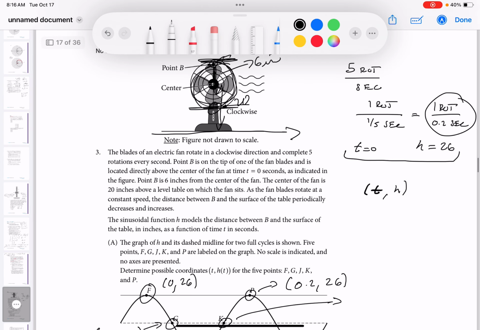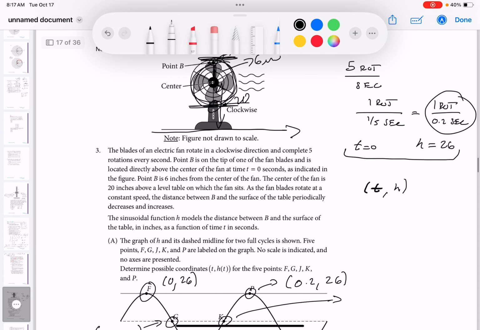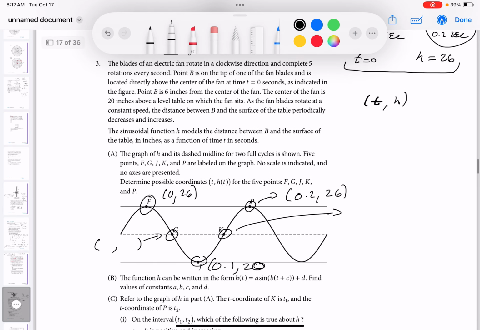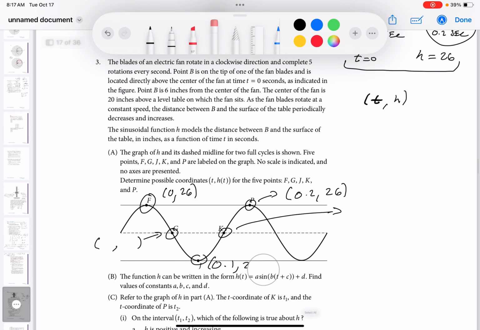It's not 20. The center of the fan is 20. So I'm sorry, that would be 14. Sorry about that, I gotta correct that. I'm glad I looked at that. All right, sorry about that. So 14 to 26, that would be 12. So there's 6 units, which makes sense to me. That's why I had to rethink this, by the way. If you want 6 units up from 14, you'd be at 20. So I know these points over here are at 20.